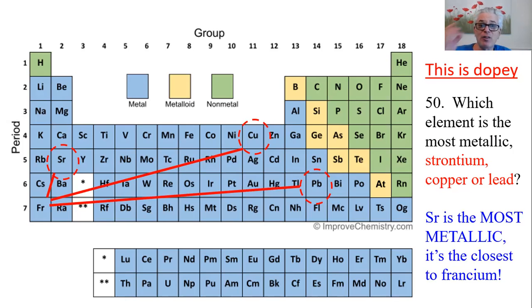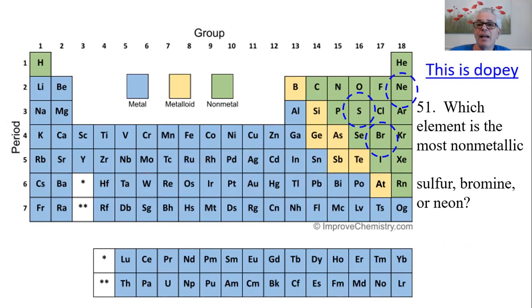So how do you decide which is more metallic than another? Literally, which box is closest to francium? This is stupid, dopey, but it is. I mean, come on.